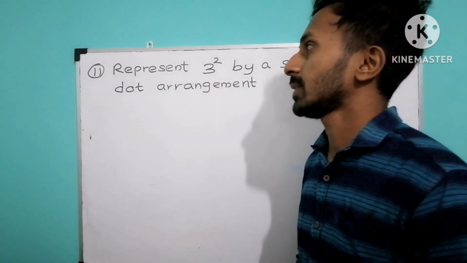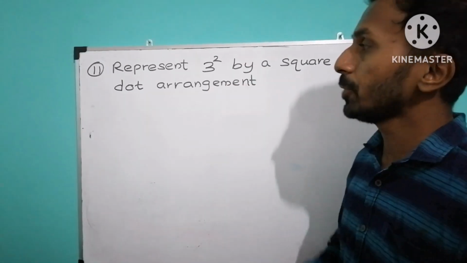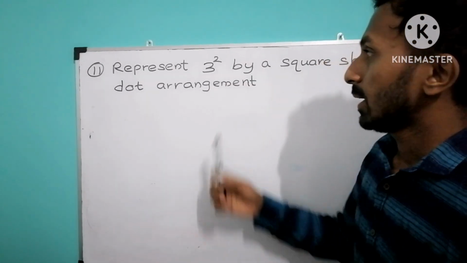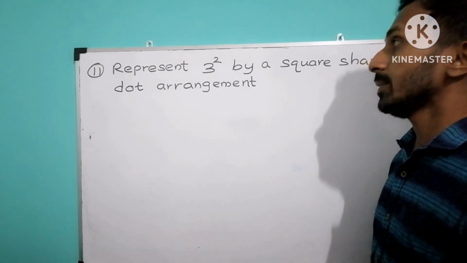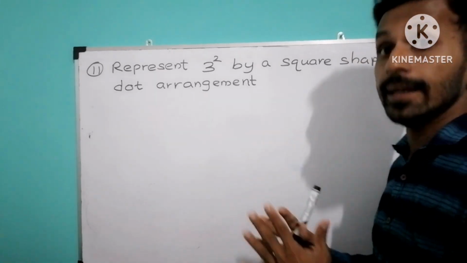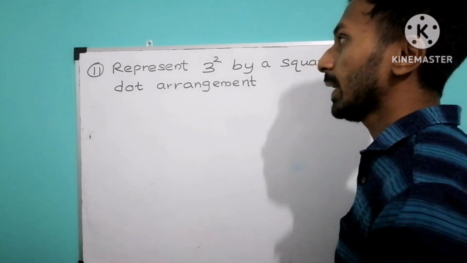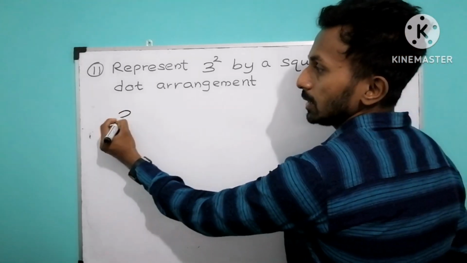Your 11th question. Represent 3 to the power 2 by a square shape dot arrangement. Represent නිරූපණය කරන්න 3 to the power 2 by a square shape සමචතුරස්‍රාකාර හැඩය තියෙන dot arrangement. ඒ කියන්නේ තිත් සටහනකින් මේක නිරූපණය කරන්න ඕන. 3 to the power 2.